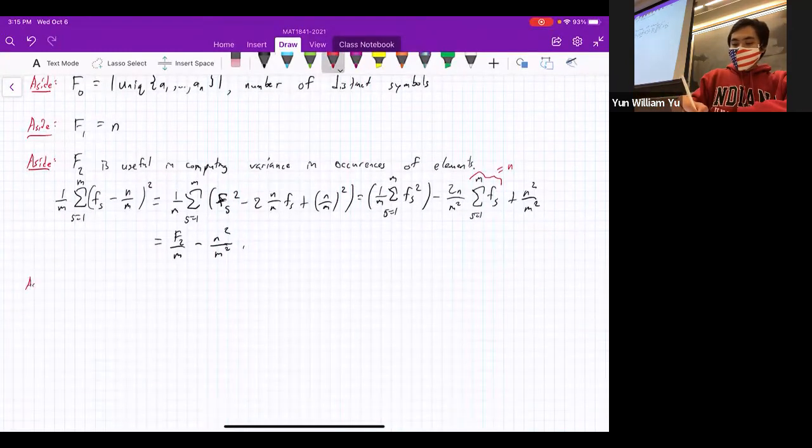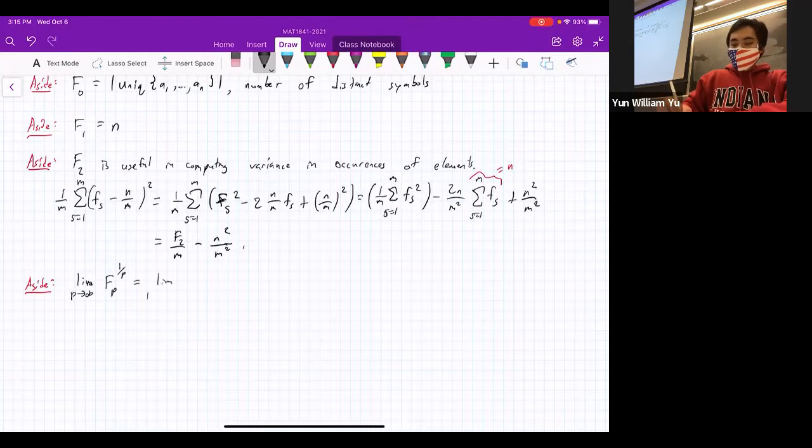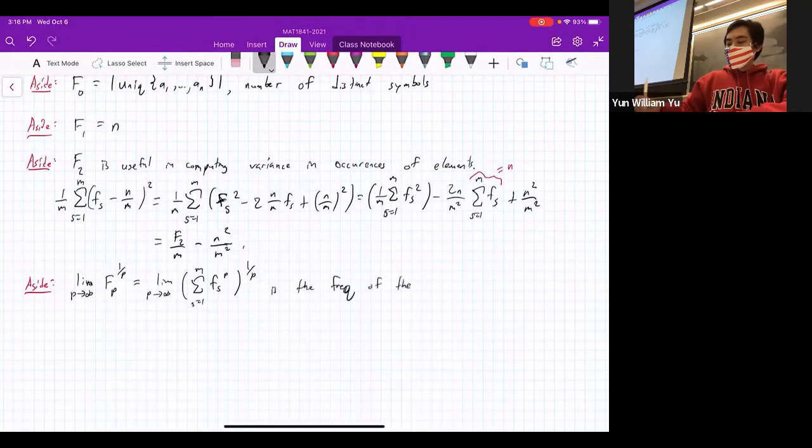And as one final one, because as mathematicians, we like to count 0, 1, 2, infinity. If you take the limit as p goes to infinity of F_p to the 1 over p, well, that's going to be equal to the limit as p goes to infinity of the sum s equal 1 to M of f_s to the p, to the 1 over p. That's just the frequency of the most frequent elements.